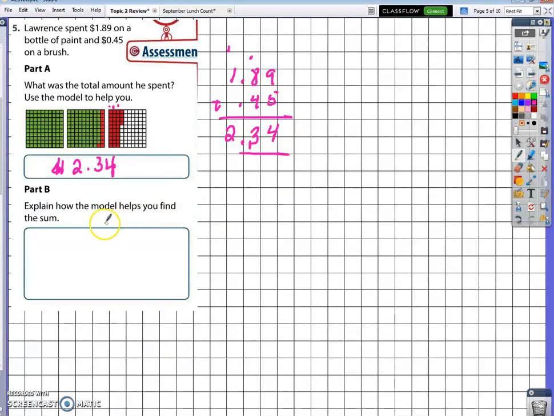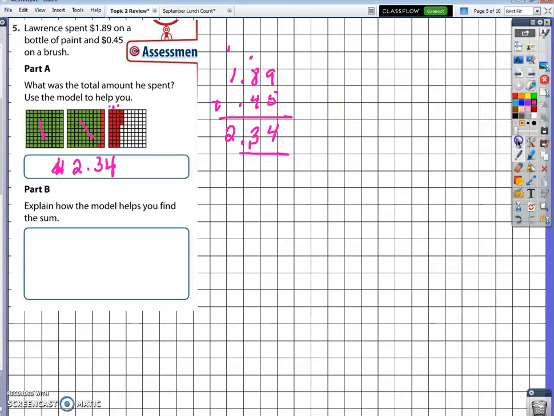Explain how the model helps you find the sum. So what we're looking for here, and I'm not going to write this down, but you guys can. The number of full grids, so these two full grids right here, show us the dollars. So this is $1 and this is one whole dollar. So the number of full grids show us the dollars. The number of small squares shaded in the third grid, that's these red ones right here, represents the cents. So we have dollars and we have 34 cents. $2.34.